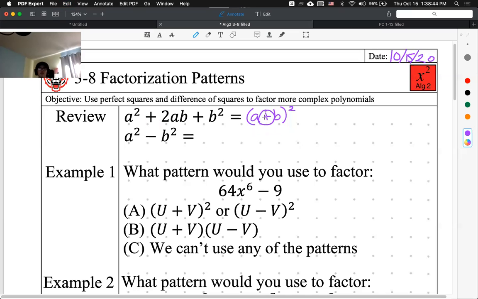This sign right here, everyone circle it if you are writing down the notes with me. This sign right here matches that sign right there. They have to be the same sign. If the first one is a negative, the factored form is also a negative. All right, what about a squared minus b squared? Josie told us it's a difference of squares. How does that factor?